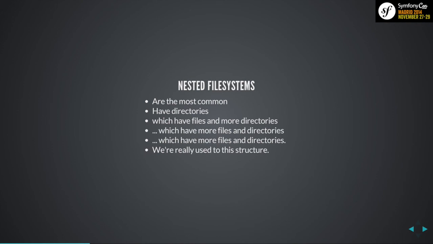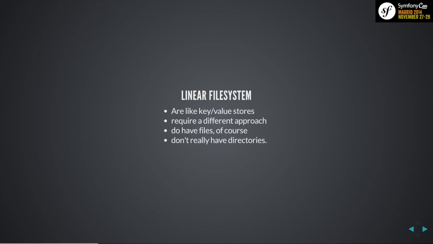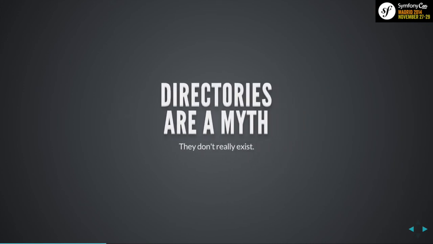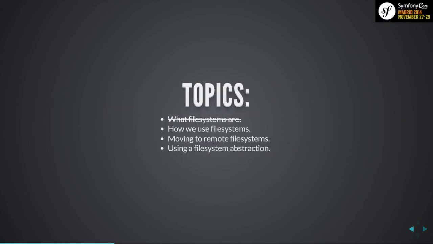So that helps us. But then on the other end, we have linear file systems, and they're more like a key value store. So it's like you've got a file system that is based on something like Redis or Memcache. And they do require a different approach because they're not structured in the same way as nested file systems are. They do have files, but they actually don't have directories. Everything is full path, so directories don't exist. So concluding to that, you can pretty much say that directories are a myth. They don't really exist. So now that we know what file systems are, we can use them.